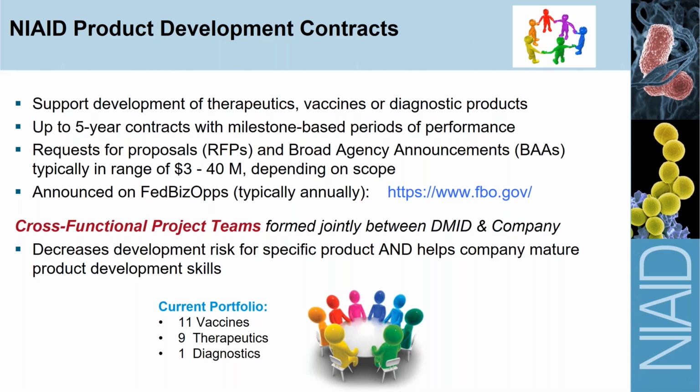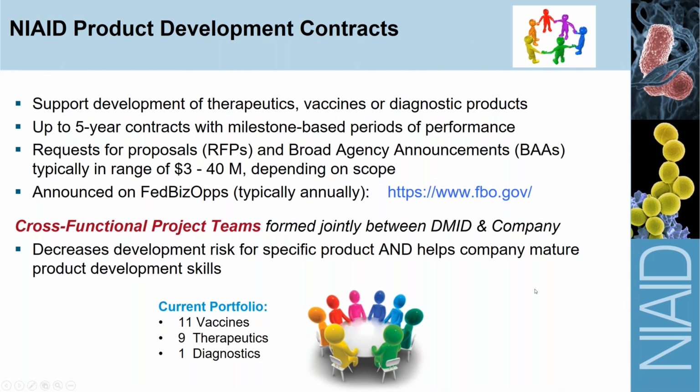And so one point I'd just like to highlight about these contracts are not only are they a good source of funding for your efforts, but also we set them up as a pretty close partnership with NIAID staff. And so we form, along with your cross-functional project team at the company, there'll be DMID staff of various backgrounds and expertise that join that effort to meet regularly and discuss how best to drive the program forward. And so we hope that this decreases the overall development risk for the project, not just through funding, but also through contribution of expertise, and can help fill in gaps perhaps that smaller companies may have in expertise.